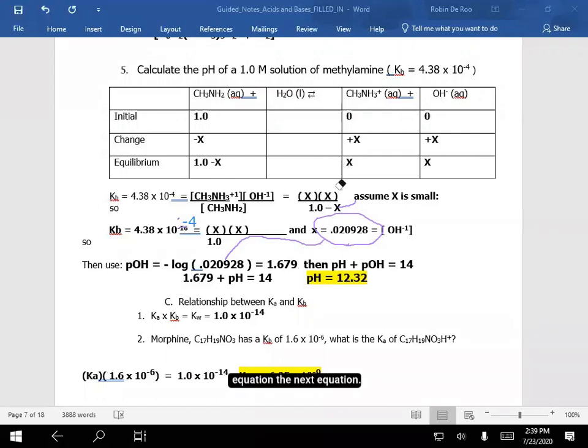Then we need to use the next equation. The next equation is that your pH plus pOH equals 14. So we have the pOH. We put that number in. That was here. And we can solve for pH. So we get our pH value. So you're going to want to practice these problems so that you become more comfortable with them. But remember, if you have a base, add water.